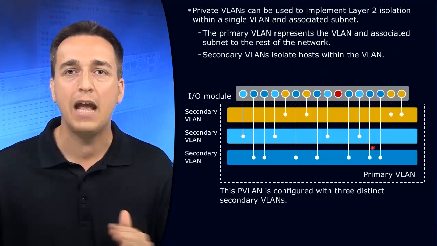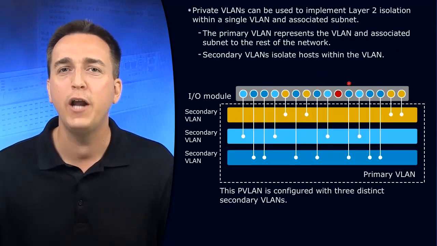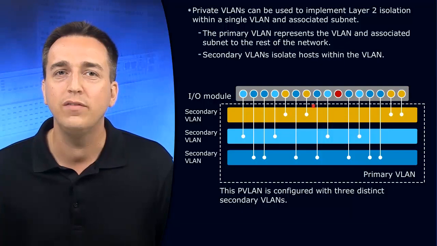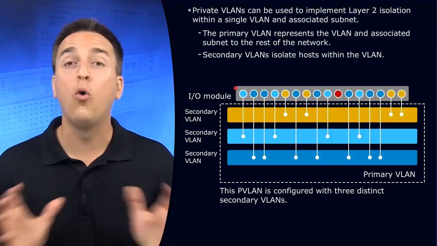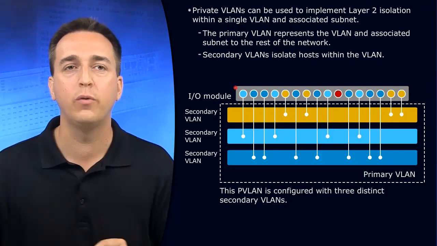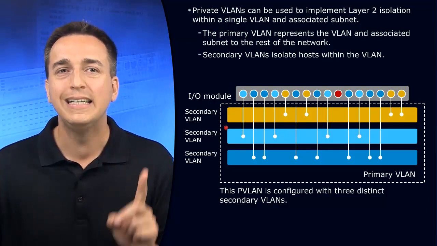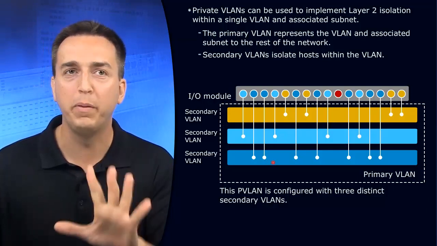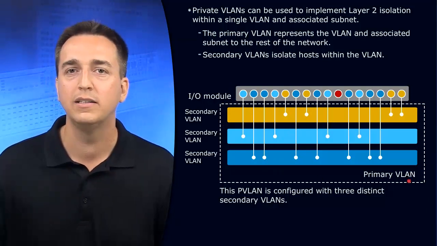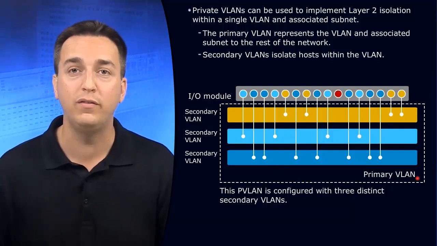So let's examine the switch right now. Here is our input-output module. So just think of these as the ports on our switch. And they're color-coded right now because they are associated with a certain secondary VLAN. But before we get to secondary VLANs, let's describe the primary VLAN within the private VLAN.